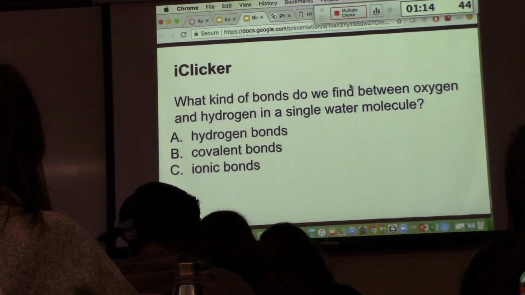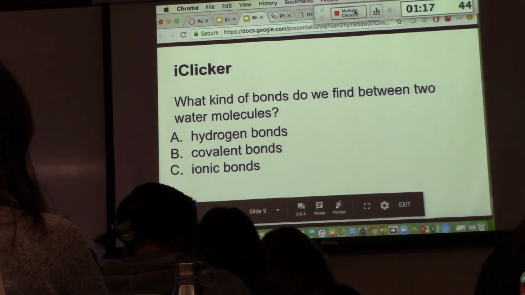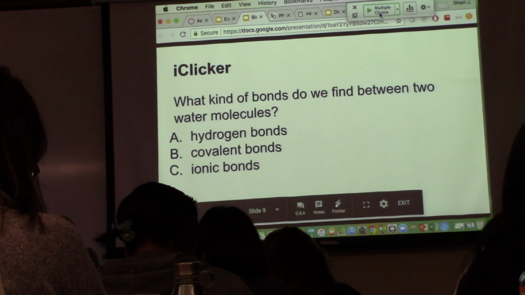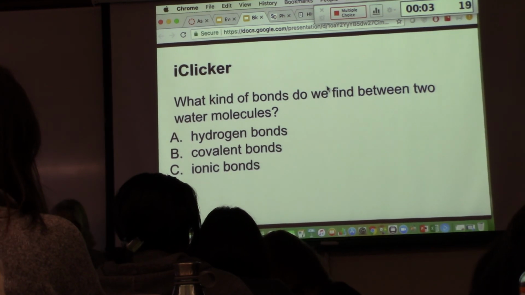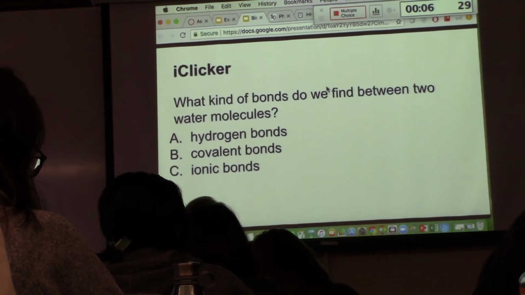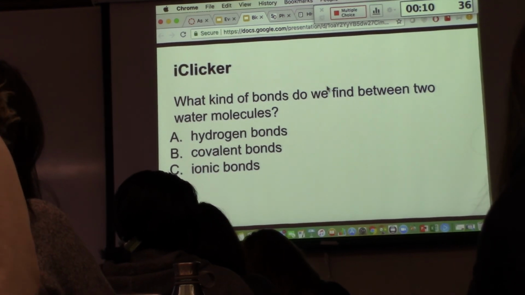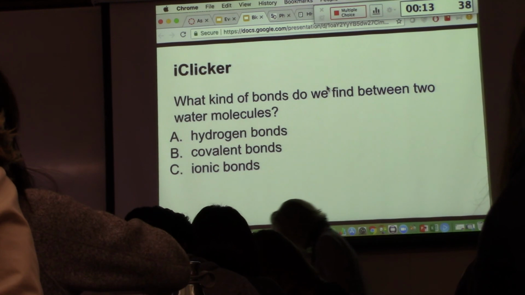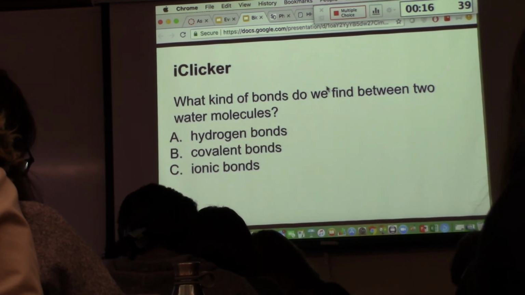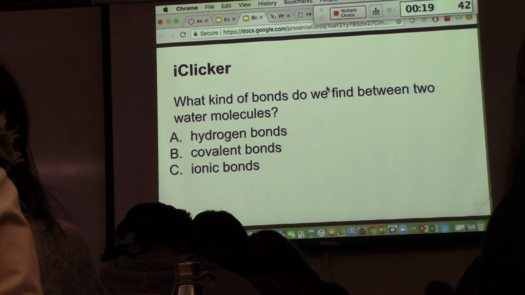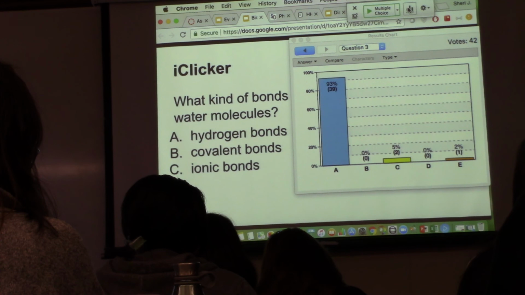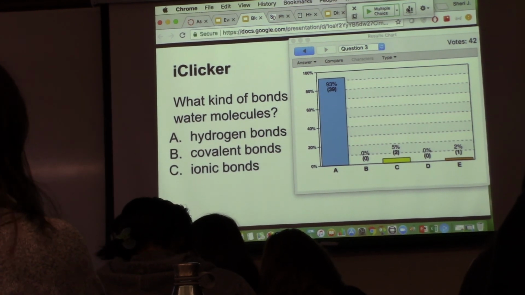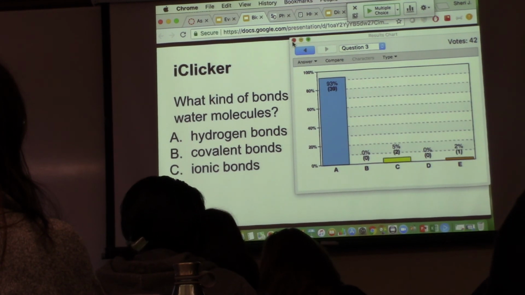How about when we are thinking about between two water molecules? Go ahead and answer that one. So this is really just to remind me of the different kinds of bonds, right? All right, so I think those of you who missed the first one now got it on the second, right? The difference here? Hopefully that was helpful.